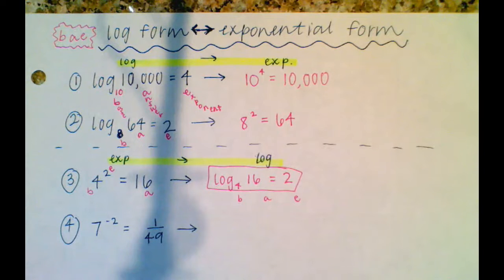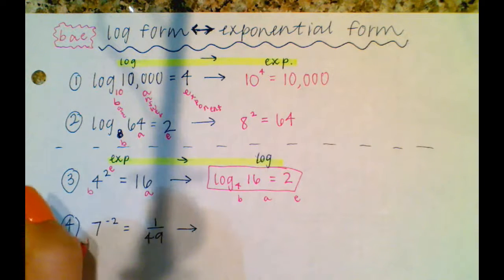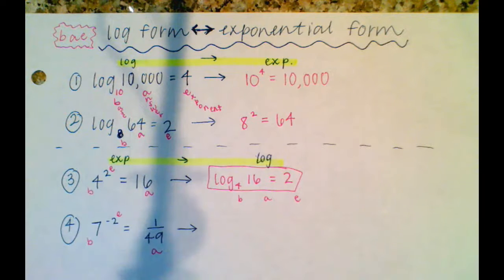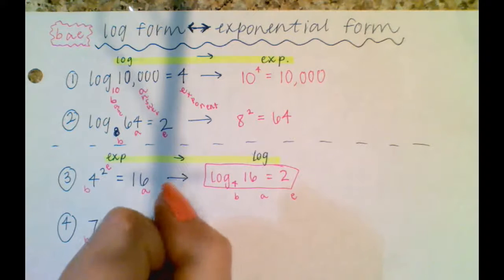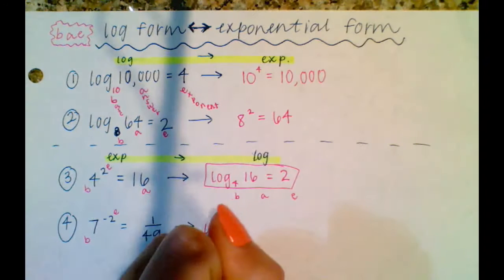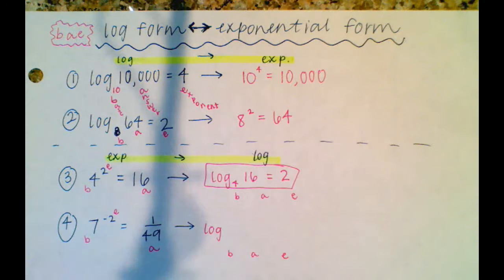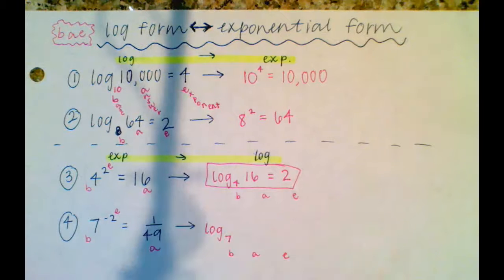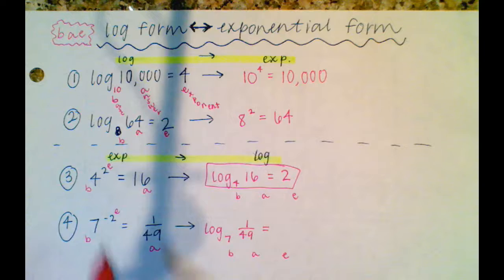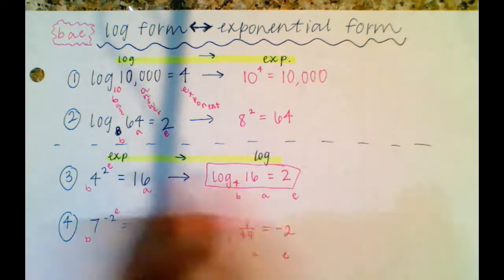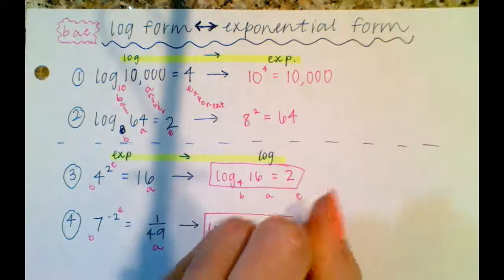All right, same thing on number 4. 7 is my base, -2 is the exponent, 1 over 49 is the answer. So now I'm just going to spell bae in logarithmic form. So log, B-A-E. My base is 7. My answer, my A value, is 1 over 49. And my exponent was -2. And that's it.